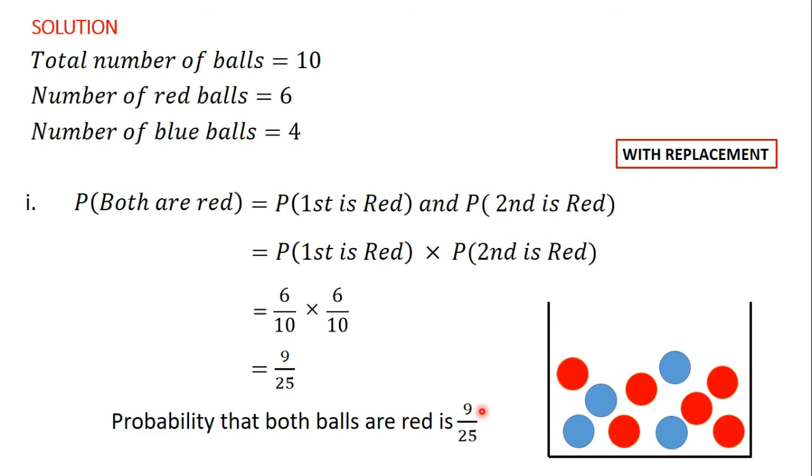The second part of the question says that we should find the probability that both balls are of different colors. We are going to do that in the next video.